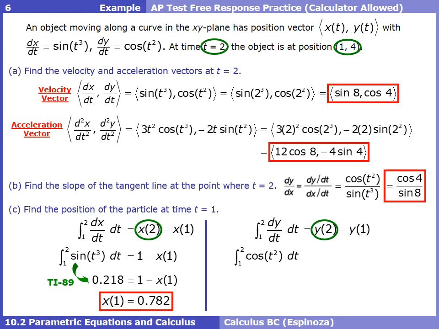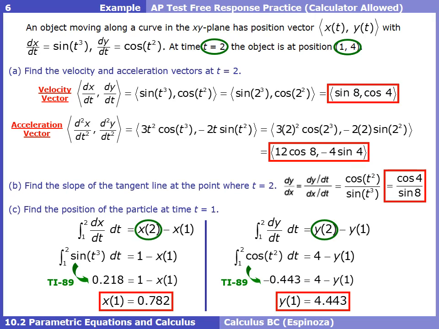So of course, dy dt from above is cosine t squared, and we'll use the TI-89 to figure out that value. y2 again from above is 4, and then of course we're trying to figure out what the position of y is at t equals 1. If we take that information and plug it into the calculator, we'll get negative 0.443 equals 4 minus the position of y at 1. If we subtract 4 and move that negative over, we'll find that the y coordinate at t equals 1 is 4.443.